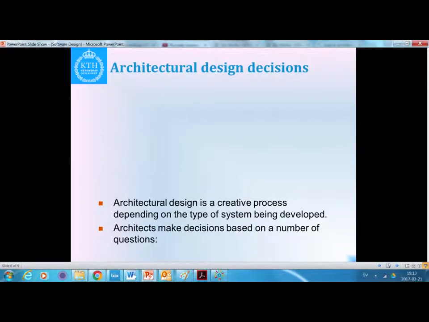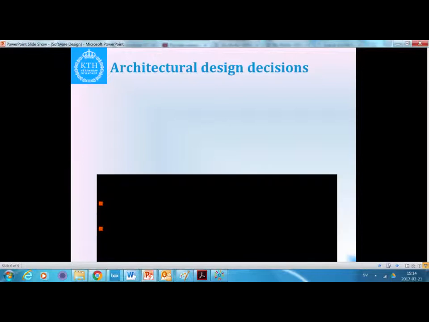So there are many architectural patterns. What is important is that you have to be able to determine what kind of architectural style your system is going to have. Designing the system is a very difficult process. It's a creative process. You have to have good abstraction capacity. And of course, everything depends on what type of system you develop. So you will have to make a number of decisions.